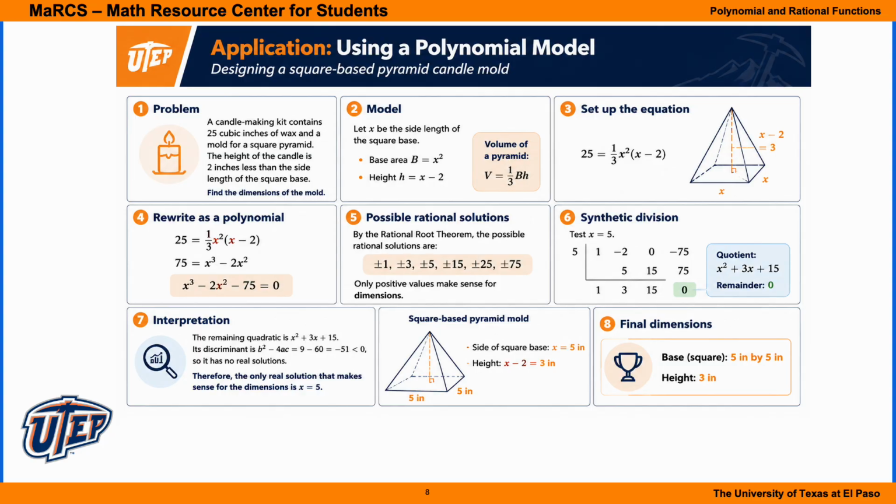And then we can distribute the x squared, so we'll have x squared times x is equal to x cubed, and x squared times negative 2 is negative 2x squared. Now we can move the 75 to the right hand side, so we subtract. So now we have x cubed minus 2x squared minus 75 is equal to 0. So now by the rational root theorem, the possible rational solutions are plus or minus 1, plus or minus 3, plus or minus 5, plus or minus 15, plus or minus 25, and plus or minus 75.